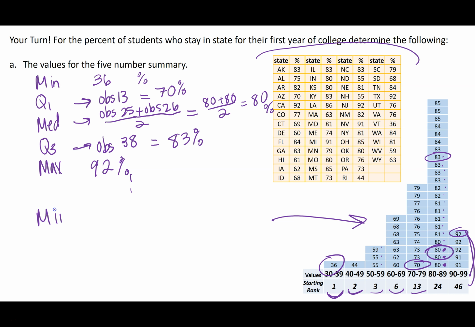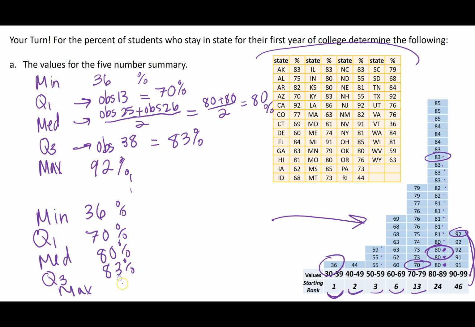So my min was 36%. My first quartile, 70%. My median is 80%. Third quartile is 83%. And my max, 92%. So that would be my 5-number summary.